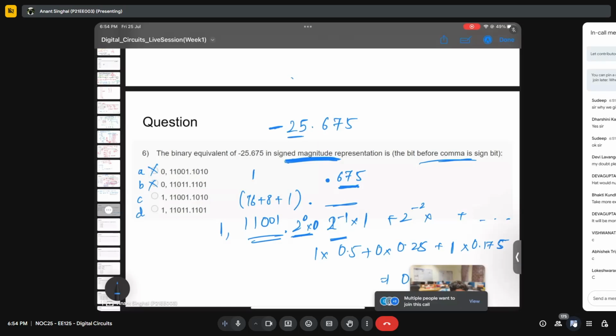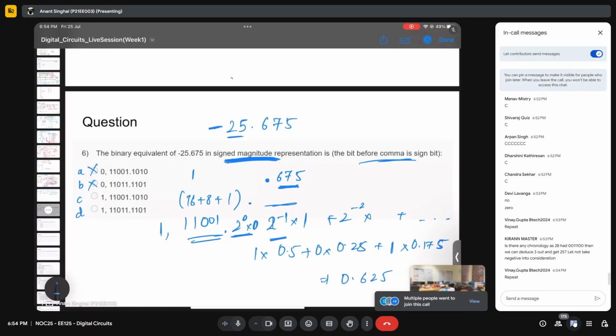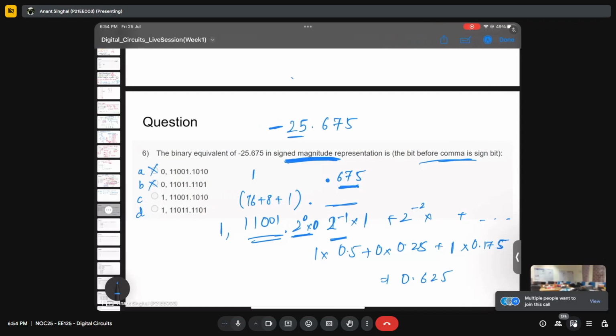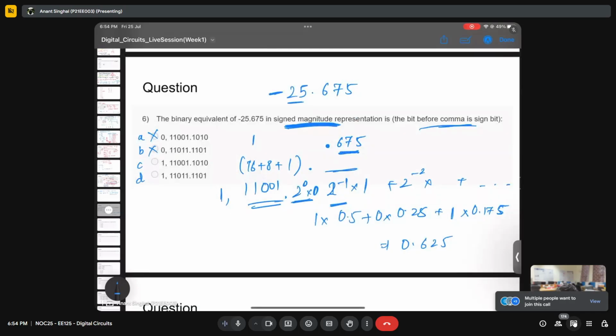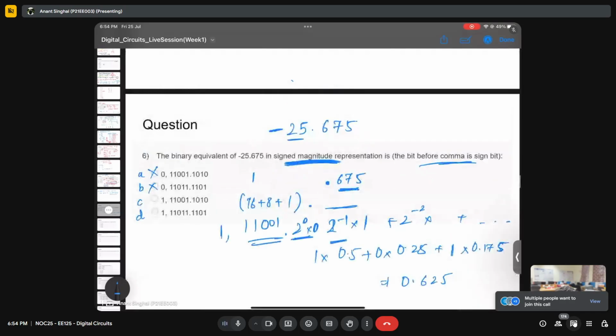Okay, so I see a request to repeat. Is there a chronology to it? Okay, so I'll repeat this particular thing. After the decimal place, let's say we have a binary equivalent. For example, if it was 1010 to the base 2, and we want to find the decimal equivalent.